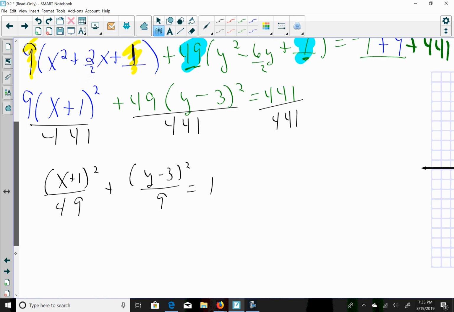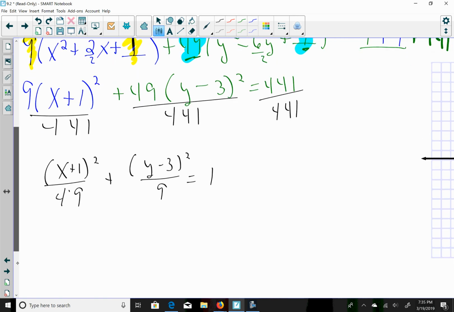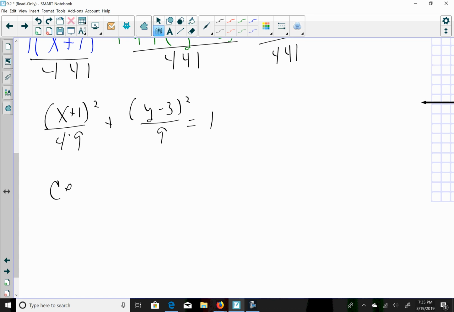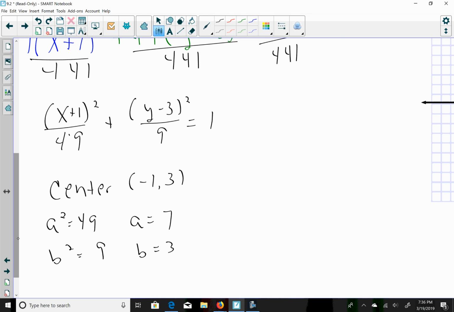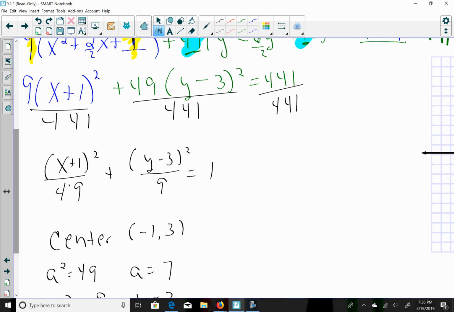Let's write down some things that I know. I know my center is going to be the ordered pair -1, 3. I know my a is a larger number, so my a squared is going to be equal to 49, which means a is equal to 7. I know my b is the smaller of these two numbers, so b squared is equal to 9, which means b is equal to 3. I'm going to plot what I have so far.